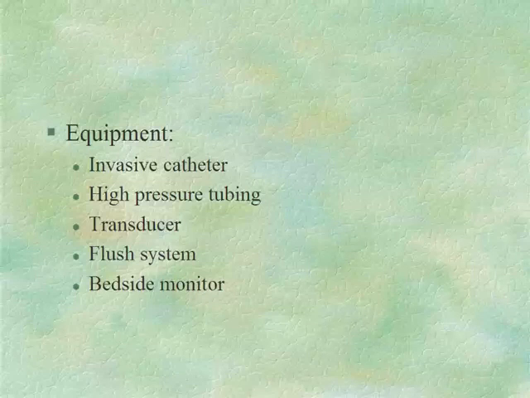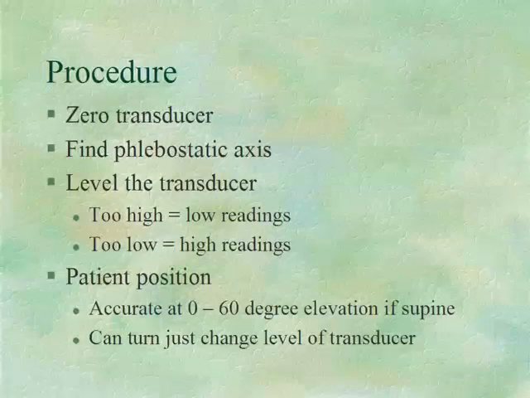And then when you want to do the procedure, you need to zero the transducer. In other words, you need to calibrate it to the current atmospheric pressure. We use 0 because that represents 760 millimeters of normal pressure. You find the phlebostatic axis, which is at the 4th intercostal space mid-axillary line, and you use a level and a yardstick to make sure that you're level, because if you have it too high, you get lower readings than you're supposed to, and if you have it too low, you'll get very high readings.